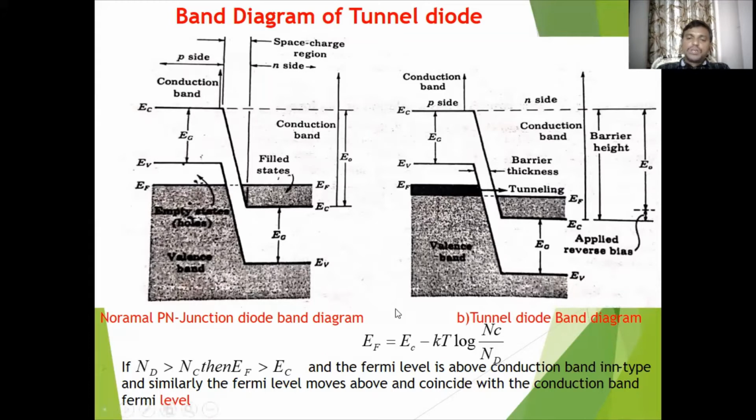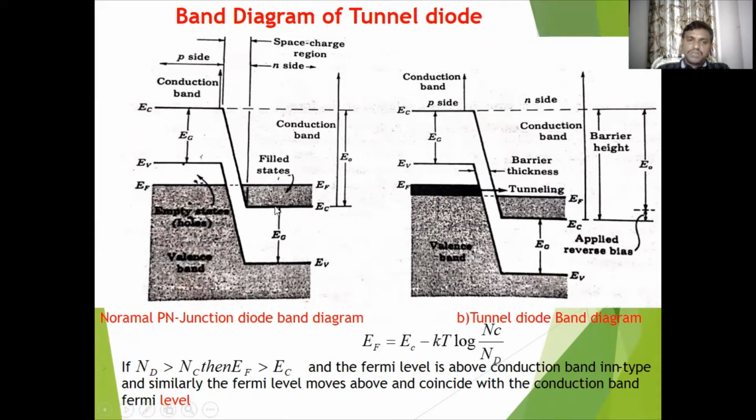So for a normal n-type material, we generally consider ND is less than NC. ND less than NC means log of ND by NC has a negative value. So here log of NC by ND, if ND is less than NC, is more positive. More positive means EF is equal to EC minus that value.